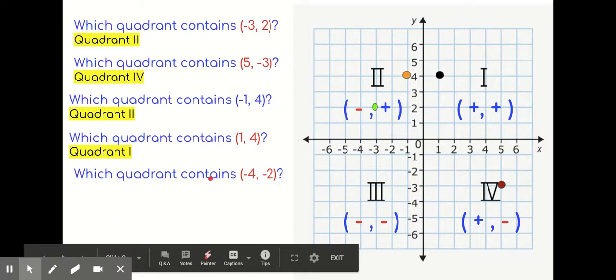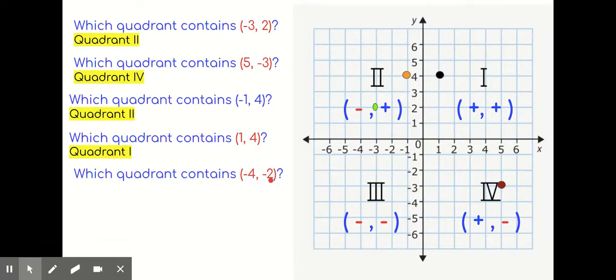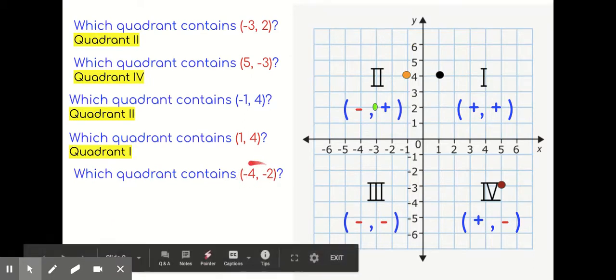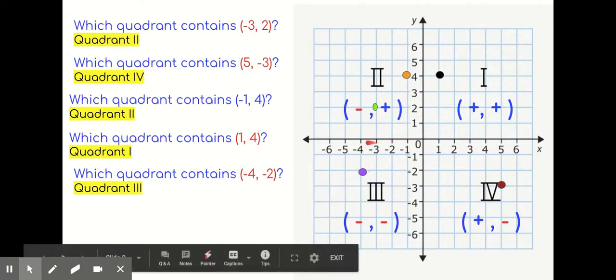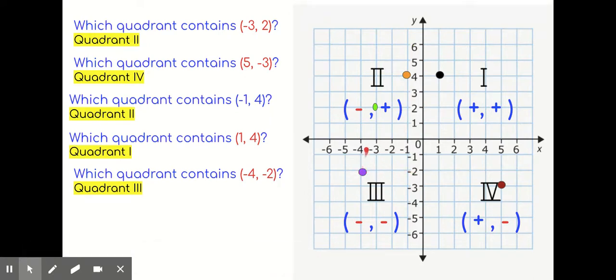Which quadrant contains -4, -2? And remember, when both numbers are negative, we know it has to be down here in quadrant 3. And let's find that point. It's right here. -4, -2. -4, -2 is that point in quadrant 3.